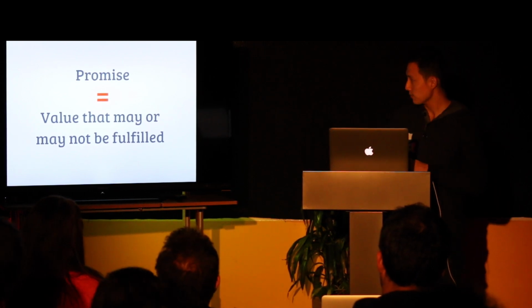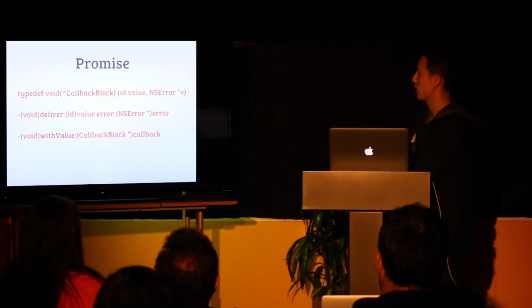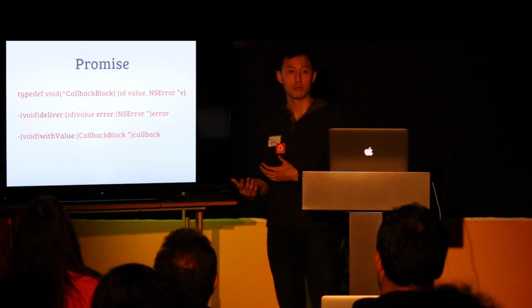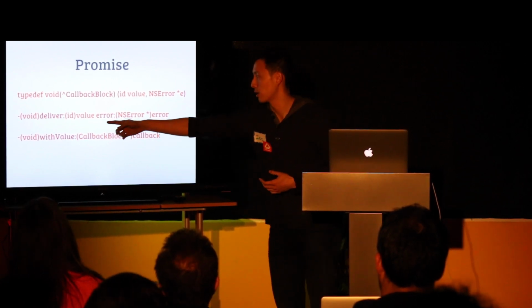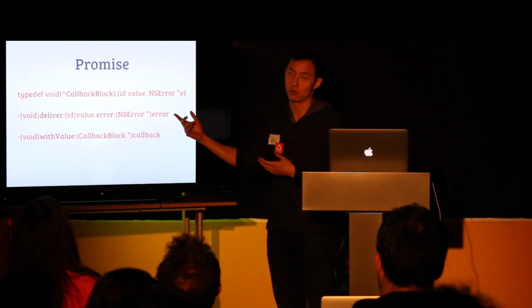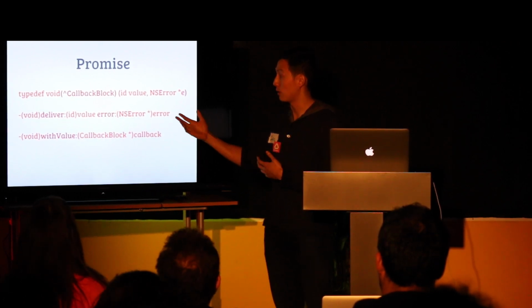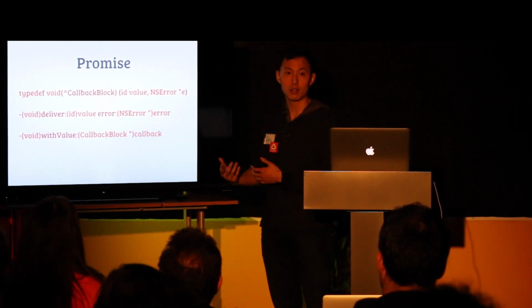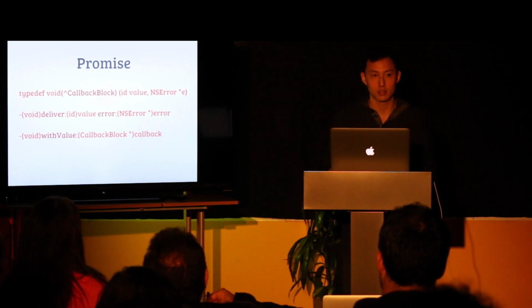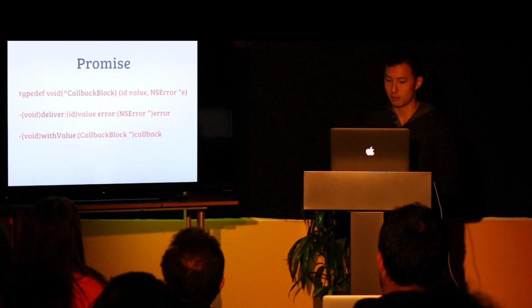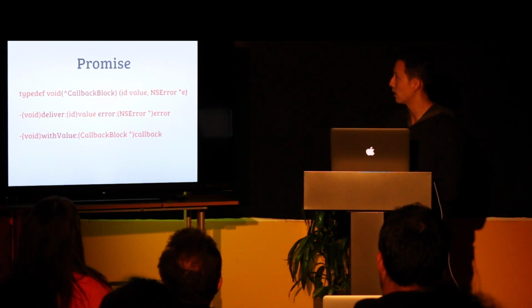And just to be concrete, this is the API of a promise. A promise may or may not be fulfilled. In order to fulfill a promise, you deliver it with a value, or optionally an error. And when a promise is fulfilled, this callback gets called. Right? That's it. That's all promises. Of course, with the Promises/A+ spec, there's a bit more, but at its core, this is it.